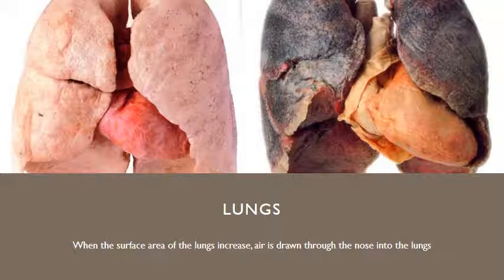So this is the obligatory. This is a normal lung. That's a smoker's lung. Don't smoke. You're going to anyway at this point, so whatever. But there you go. But I'm not saying you're going to. I'm going to say those who are smoking already don't care.